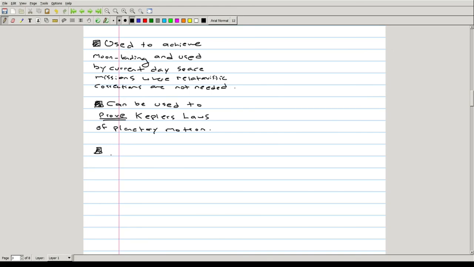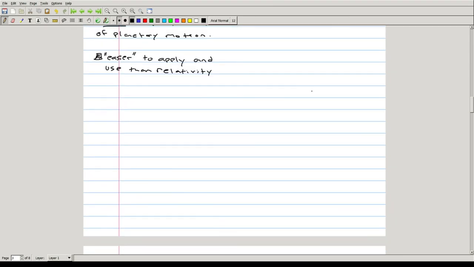This theory is also "easier" to apply and use than Einstein's theory of relativity. I put this in quotation marks here because there are some caveats, but in general, it's much easier to apply and use. However, for all of the benefits of this theory, there are some major limitations.